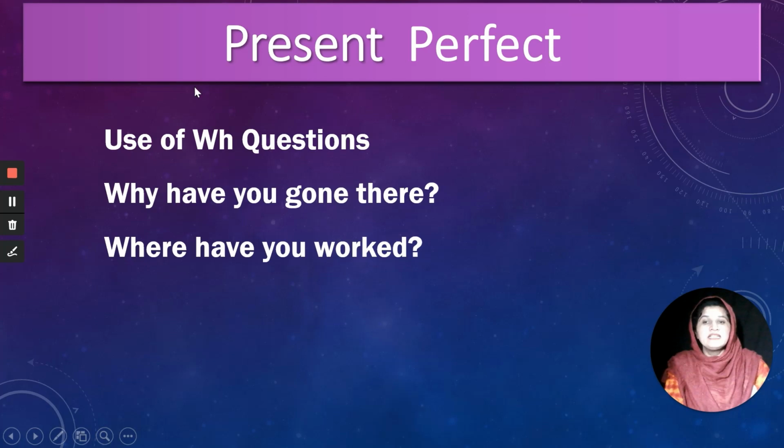Okay, then there are some questions which start with WH. So you also need to know how to make WH questions. In WH questions, first of all, we add the WH question word like why, where, what. After that, immediately we add the helping verb. You can see here. After that, we use the subject and then the main verb. For example, why have you gone there? Where have you worked? Right? So this is how we make WH questions. Again, pause the video and make some WH questions in order to practice it.